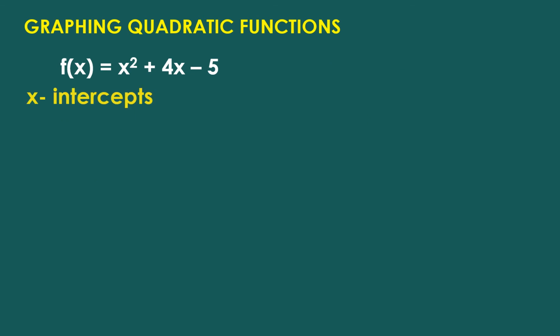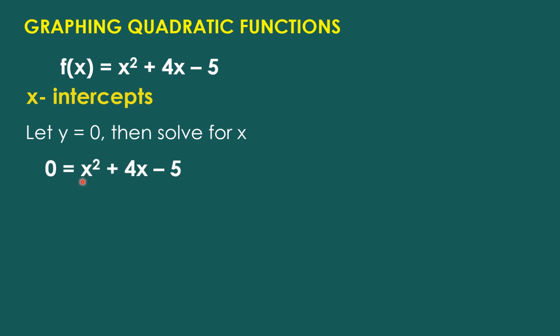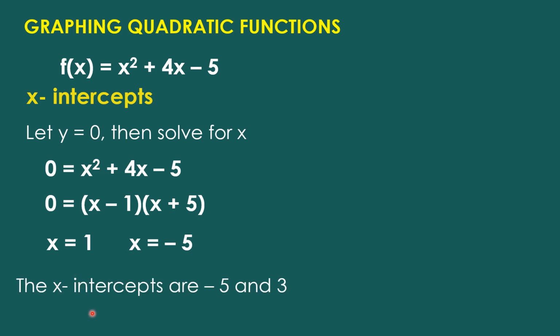Next is to identify the x-intercepts. To find the x-intercepts, we simply let y be equal to 0, then solve for x. That means you will have 0 equals x squared plus 4x minus 5, which is a quadratic equation. Then, we need to factor. The factors are x minus 1 times x plus 5. Equate to 0 and solve. We are going to have x equals 1 and x equals negative 5. That means the x-intercepts of the quadratic function are negative 5 and 1.